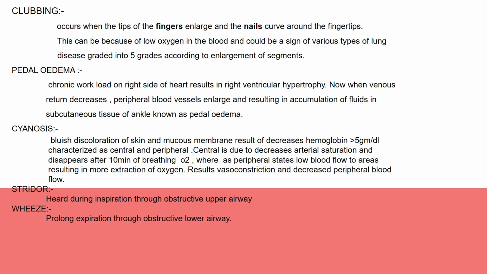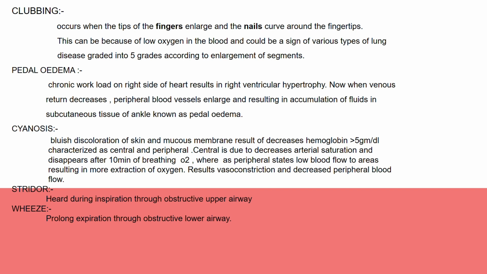Now we can talk about cyanosis. It develops suddenly or with shortness of breath and is usually due to lack of oxygen in the blood. Cyanosis is considered to be of two types: one is central and the other is peripheral. Central improves with oxygen therapy, whereas peripheral improves with warming the area, mostly seen in cold areas.